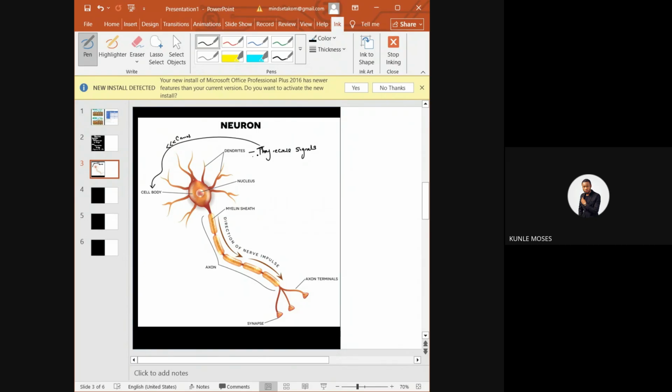Okay, so the dendrites receive the signal and transmit it to the cell body. The cell body processes the signals that it receives from the dendrite. And the nucleus is located inside the cell body, so these three things are connected. You understand what the nucleus does in a cell: it helps to control the activity of the cell. For the neuron, it controls the activities of the neuron.